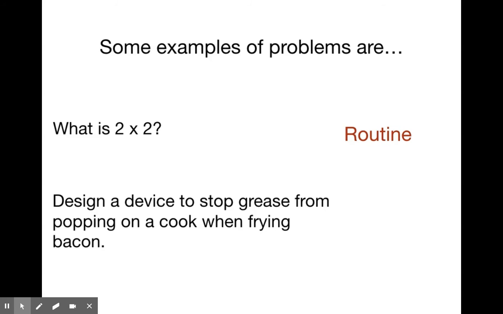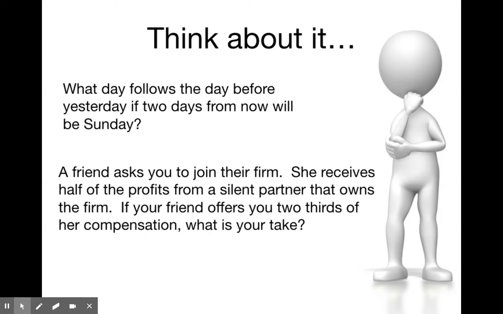But to design a device to stop grease from popping on a cook when frying bacon has many different aspects to that problem. There are many different approaches we might want to take. And so this is what we would call a non-routine problem. And these are exactly the types of problems that we're interested in this course. So some other examples of non-routine problems would be something like, what day follows the day before yesterday if 2 days from now will be Sunday? Or a friend asks you to join their firm. She receives half of the profits from a silent partner that owns the firm. If your friend offers you 2/3 of her compensation, what is your take?